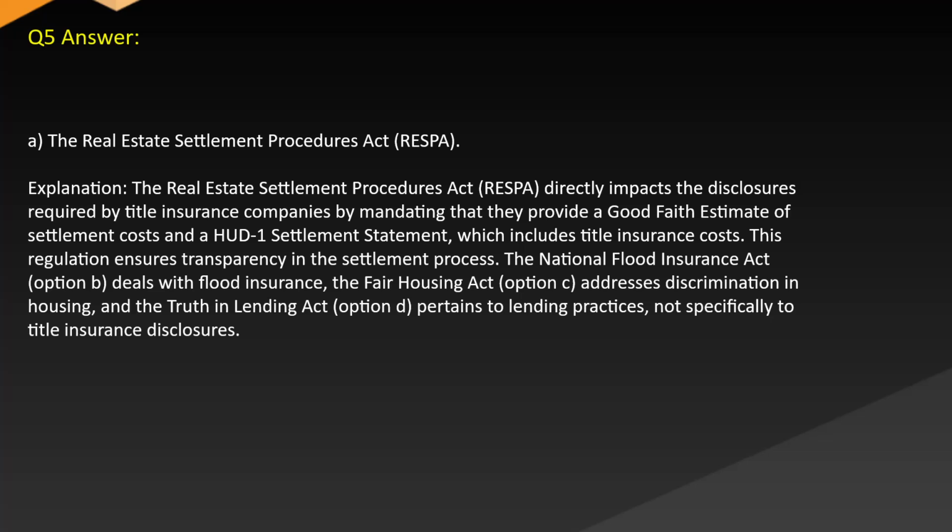The National Flood Insurance Act, Option B, deals with flood insurance. The Fair Housing Act, Option C, addresses discrimination in housing, and the Truth in Lending Act, Option D, pertains to lending practices, not specifically to title insurance disclosures.